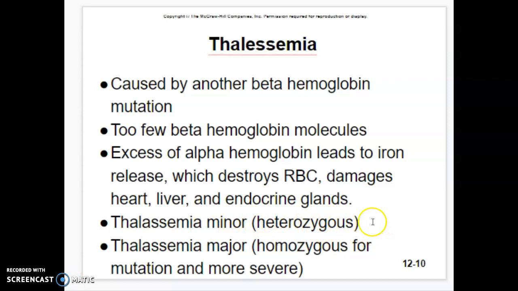Those people can survive, but if you got thalassemia major, where it's homozygous, these children die pretty young. Living past age 12 is going to be difficult.